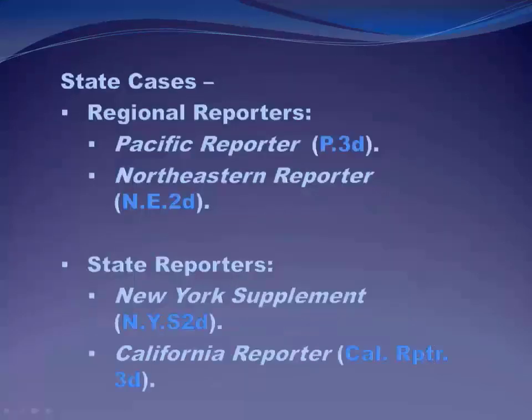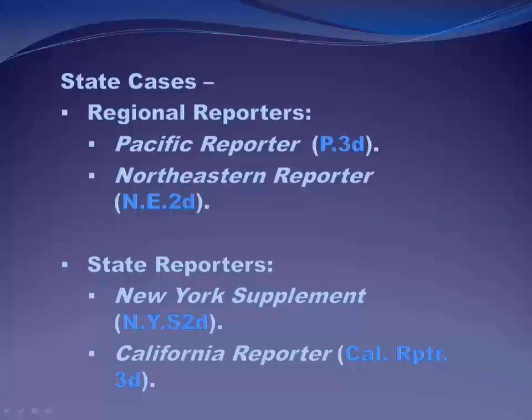West, in addition to printing these federal levels, also prints regional reporters, where basically they are gathering up the Supreme Court, Court of Appeals, highest court decisions from a variety of states in a regional area and grouping them into a regional report. So we have things like the Pacific Reporter, the Northeastern Reporter, and then for New York and California, they provide yet another reporter, New York Supplement or California Reporter.